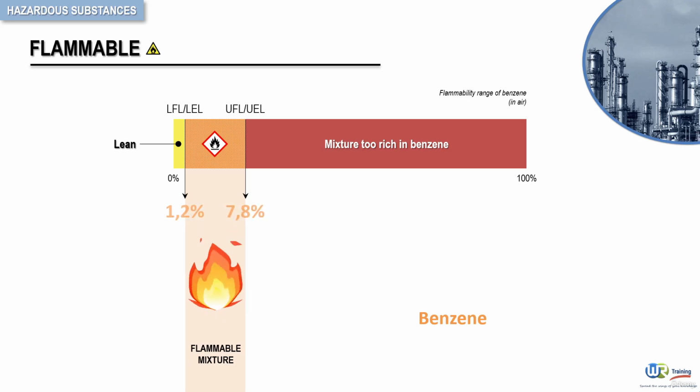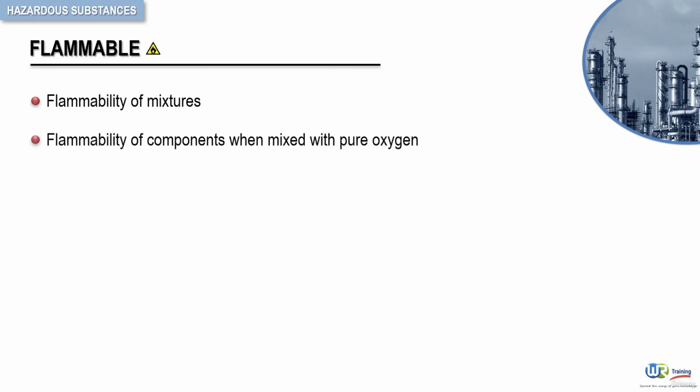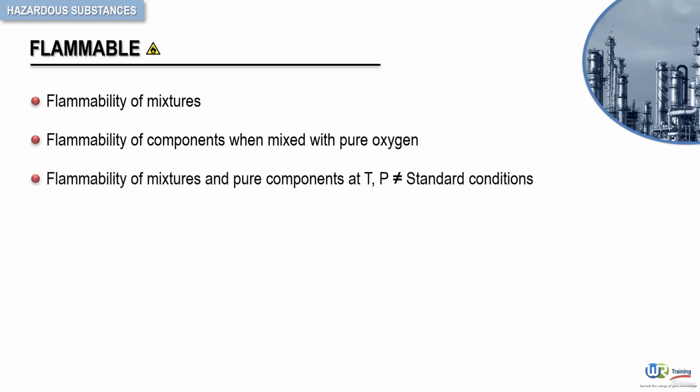Notice that in this example, we have talked about the flammability of a pure component at ambient temperature and atmospheric pressure when mixed with air. In a later video, we will discuss flammability of mixtures, flammability of components when mixed with pure oxygen or other oxidizers, as well as flammability of mixtures at temperature and pressure other than standard conditions. These topics are important because they are at the heart of conducting safe operations, in particular during equipment inerting, purging, plant startups, and shutdowns.